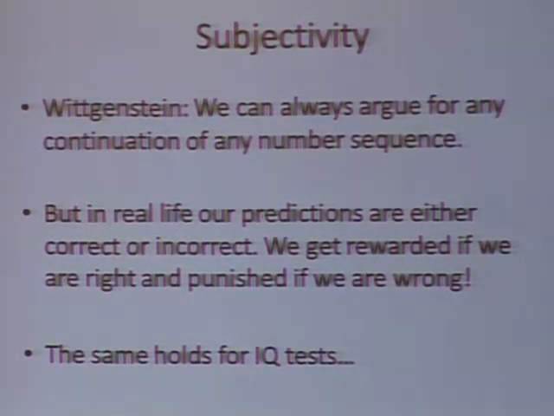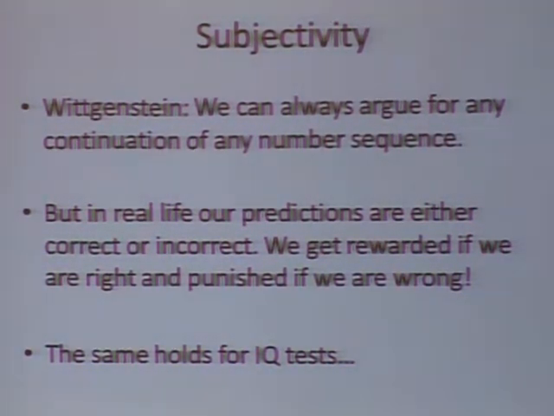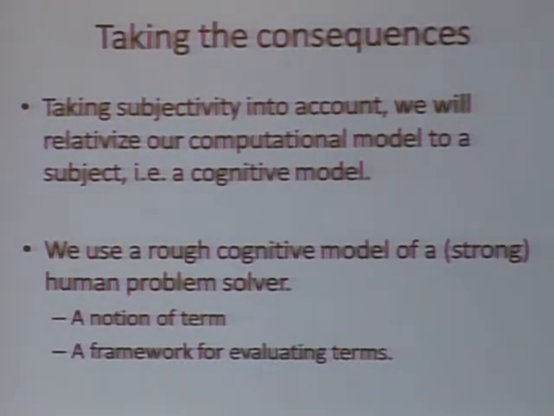But in real life, we can't say that this problem doesn't really exist. It's purely subjective, because in real life, our predictions will be either right or wrong. And we get rewarded if we get them right and punished if we get them wrong. So there is a notion of right and wrong there. And the same holds for IQ tests. You will get a point if you answer a certain number, and if you don't, you won't.